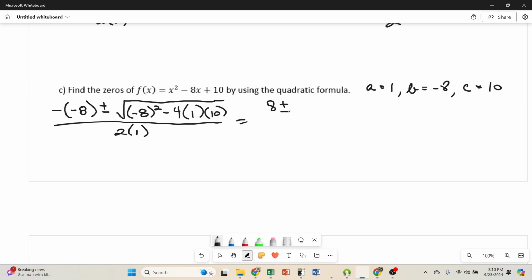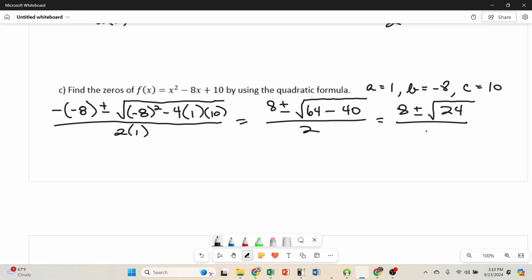8 plus or minus, we just work through here, right? Negative 8 squared is 64. 4 times 1 is 4, times 10 is 40, minus 40, over 2. So we would further this up, and this would be 8 plus or minus the square root of 64 minus 40, which is 24, over 2.